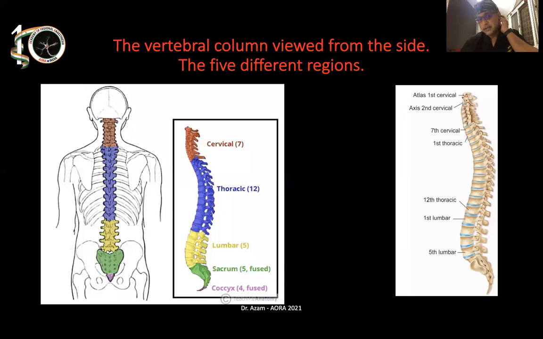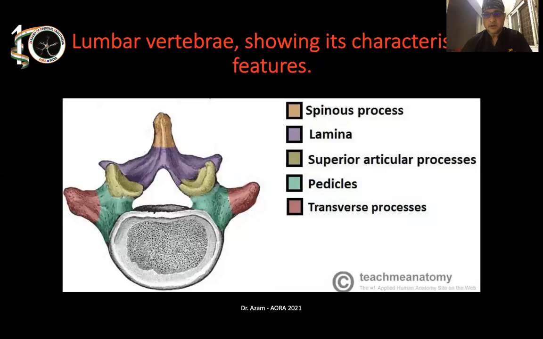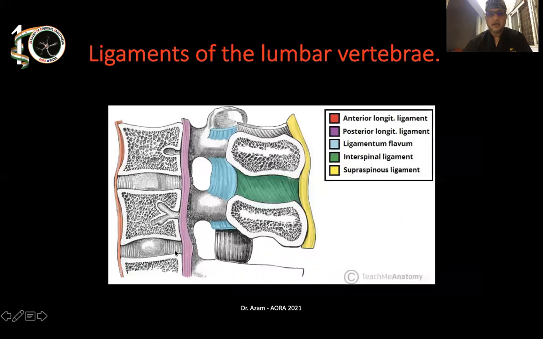We all know that there are 7 cervical, 12 thoracic, 5 lumbars, 5 sacrum, which are fused, and 4 coccyx. Right. Now, let us spend some time on this slide. This is the spinous process here. This is the lamina. This is the superior articular surfaces. These are the pedicles. This is the transverse process, and this is the body.